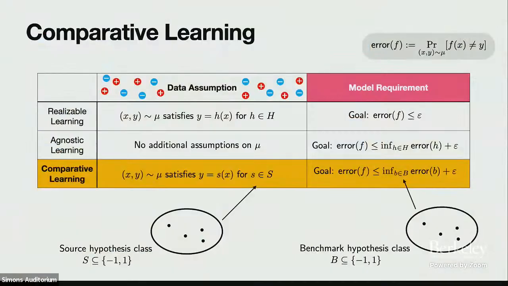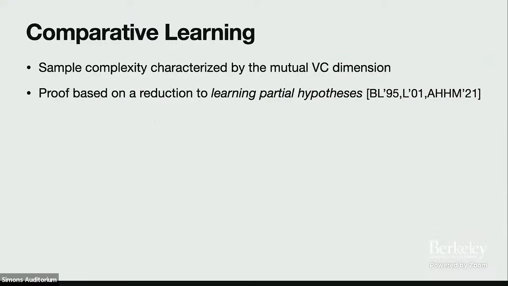And yeah, so this is the notion we end up calling comparative learning. In our paper, we show that this notion is characterized by the mutual VC dimension. And the proof is based on a reduction to another learning task of learning partial hypotheses, which I'm not going to get into here due to time, but the proof is actually quite simple. So I'm happy to talk about it offline to anyone who's interested.